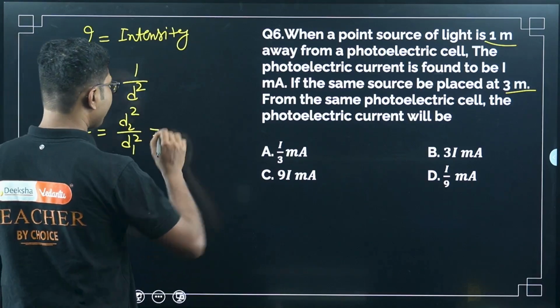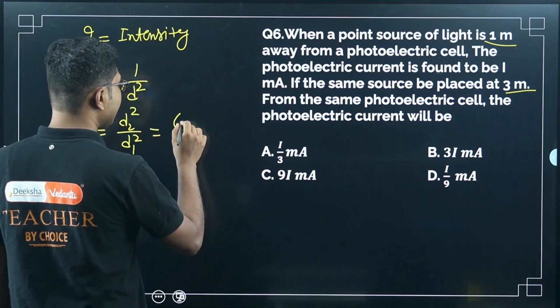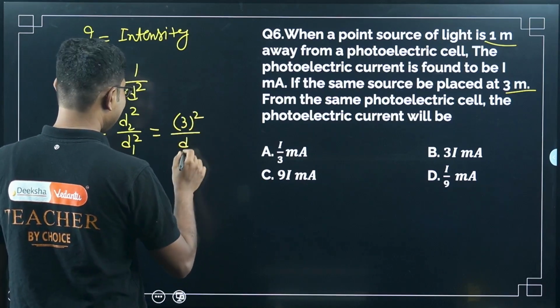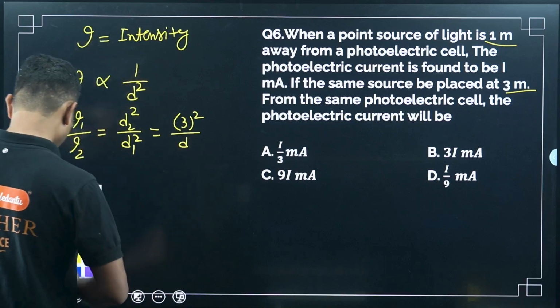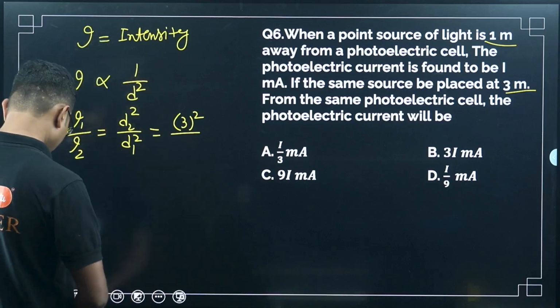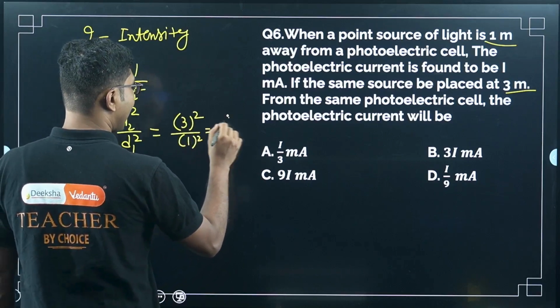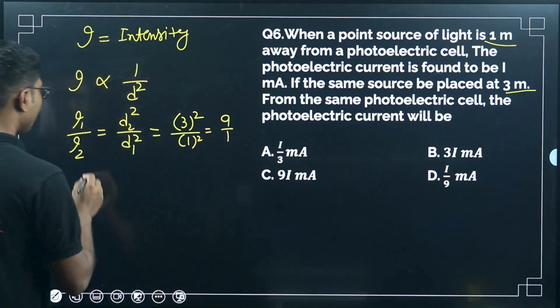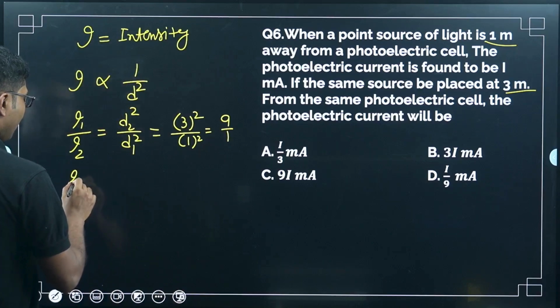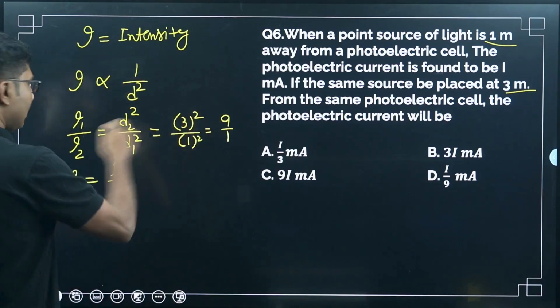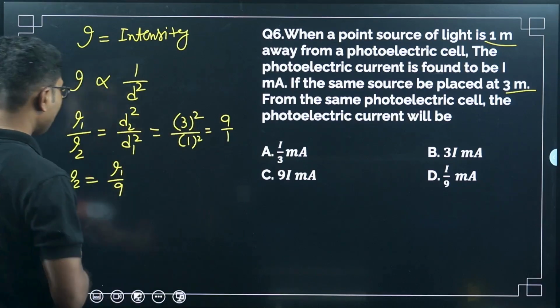We have already solved this kind of question. So D2 is 3 meter whole square and D1 is 1. Simply put the values. It will be 9 by 1, right? So I2 will be I1 by 9. Inversely proportional, so I2 will be I1 by 9.